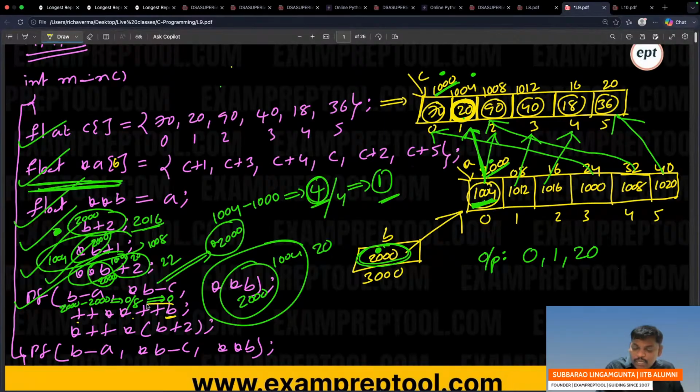After reaching the operand, there is no fighting, so directly it is plus plus B. What is the meaning? B is equal to B plus 1. B will update.